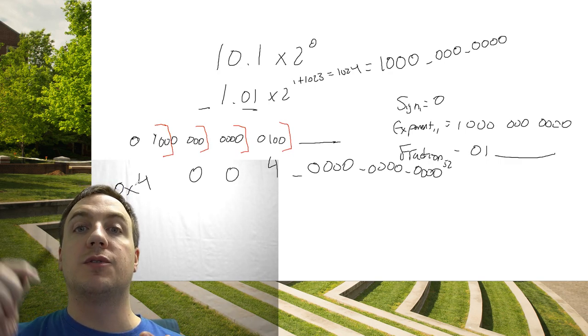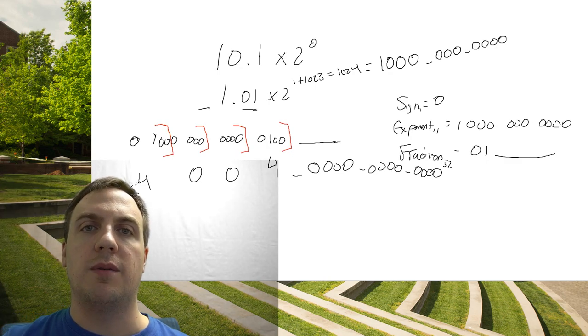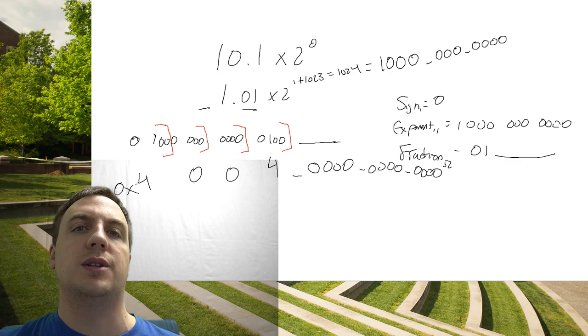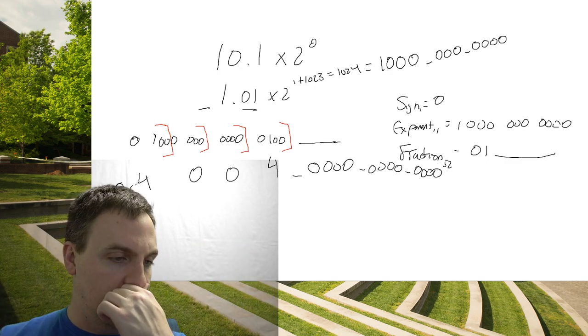So the exponent goes from 8 bits to 11, so don't forget that. And then the fraction goes from 23 bits to 52 bits. The sign is still the same, and it's still in the same location. In fact, the sign, the exponent, and the fraction are always in the same location.